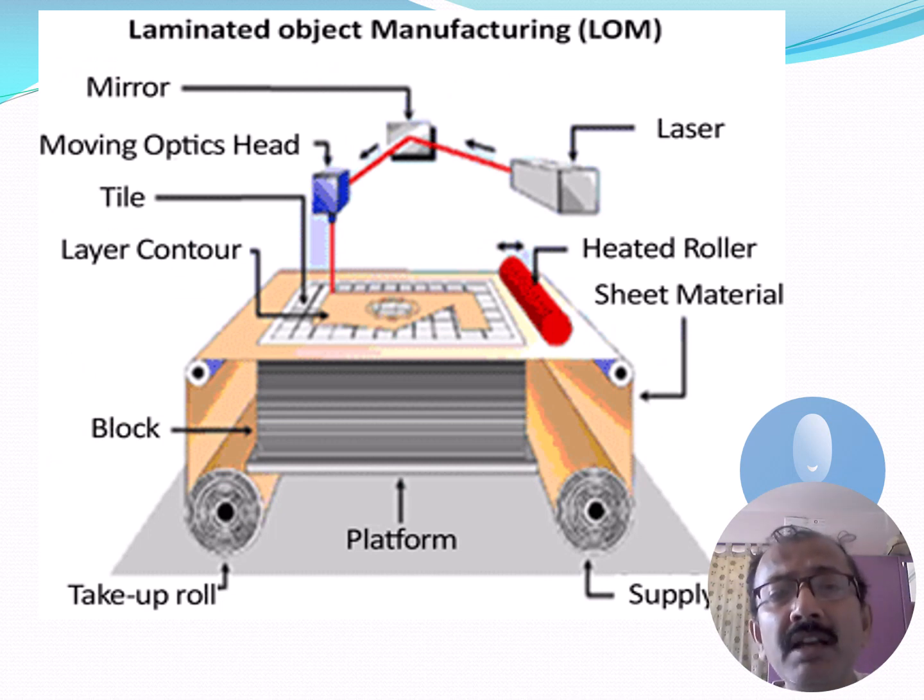So the same diagram in a different mode. That is the deflecting mirror, and this is the layer contour, and this is the platform, and this is the heated roller. The heated roller will pass through this, and this is the excess material. The excess material will be rolled with the help of this roller, that is the take-up roller, and this is the supply of the sheet material that will be supplied. Okay.